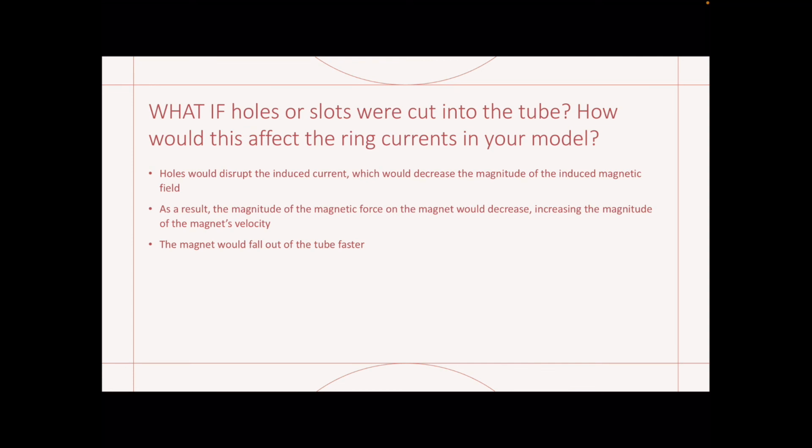Holes would interrupt the flow of current, which would disrupt the strength of the induced magnetic force. As a result, the magnet would fall out of the tube faster than it does now and would take less time to go through the tube.